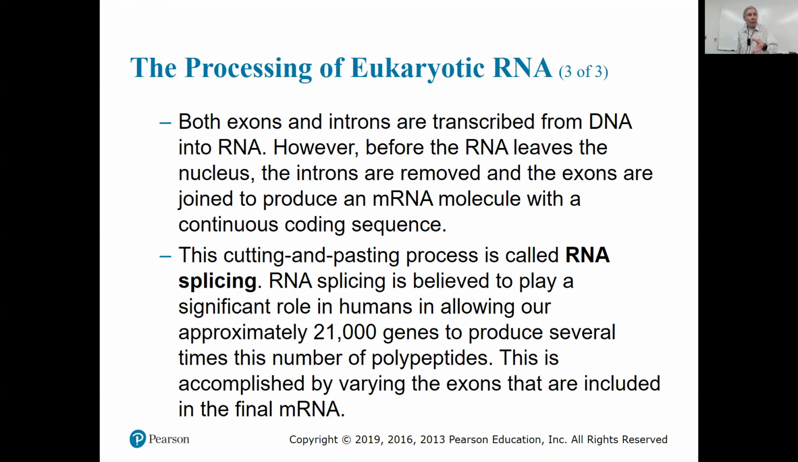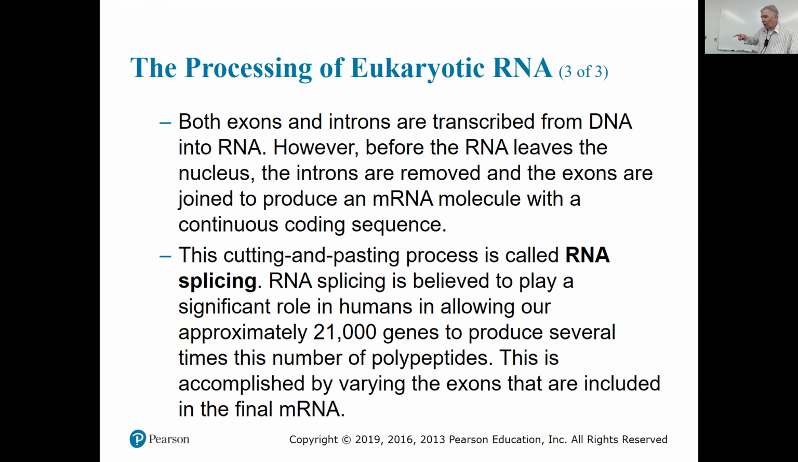When the RNA polymerase transcribes both the exons and the introns, the primary transcript is a mixture of meaningful sequences and gobbledygook. So these introns have to be removed to produce an mRNA molecule with a continuously coding sequence. And this cutting and pasting process is called RNA splicing.